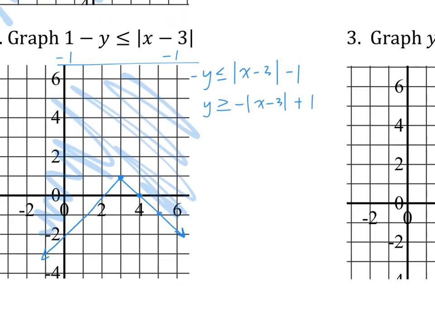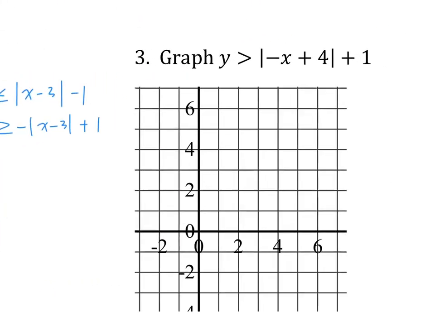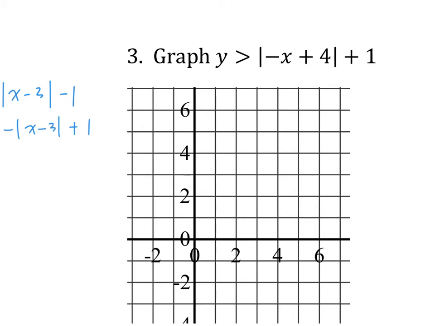Okay. The last thing is this one. This one's a little bit strange. There is a negative inside. Negative inside means we have a reflection over the y-axis. So this is a little different from before.